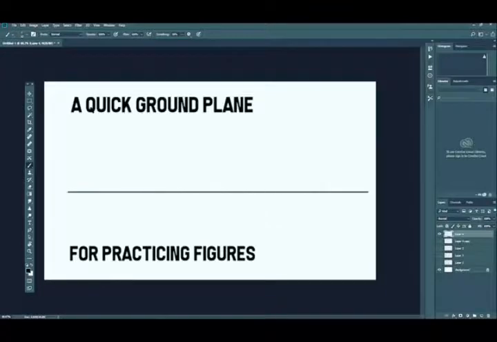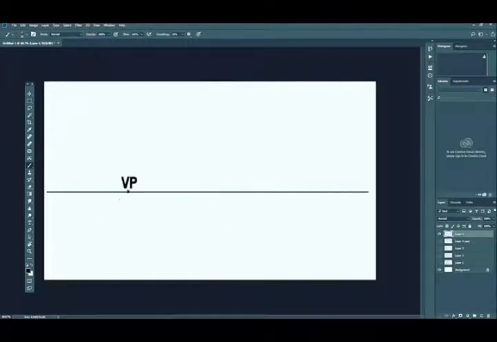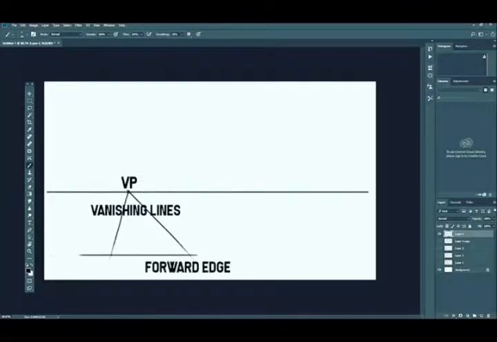Draw a horizon line. Draw vanishing point on horizon line. Draw vanishing lines. Make one of them steeper, one of them flatter, just to learn this concept. Draw forward edge as low to the page as you can, with it still being good in the composition.